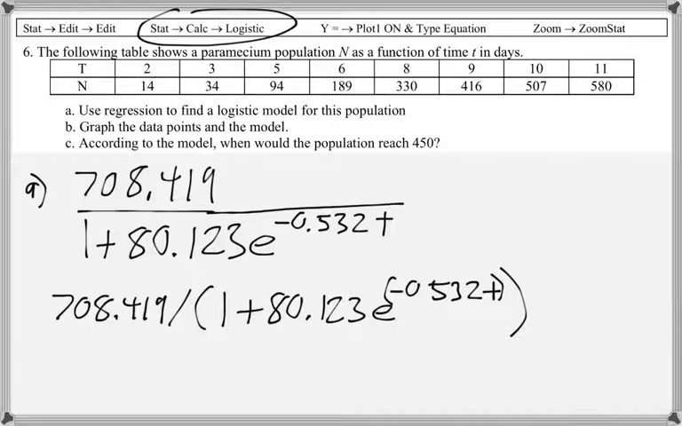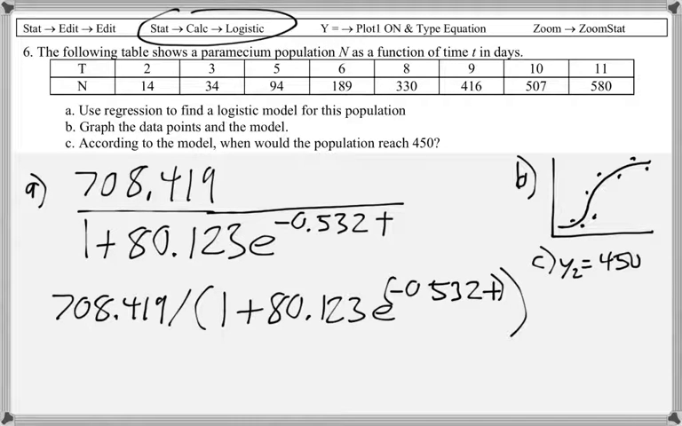So if you graph this, then your graph is going to look something like this. And then C says, according to the model, when would the population reach 450? So if you do y2 is equal to 450 and do a calc intersect, then you should get 9.28 days.